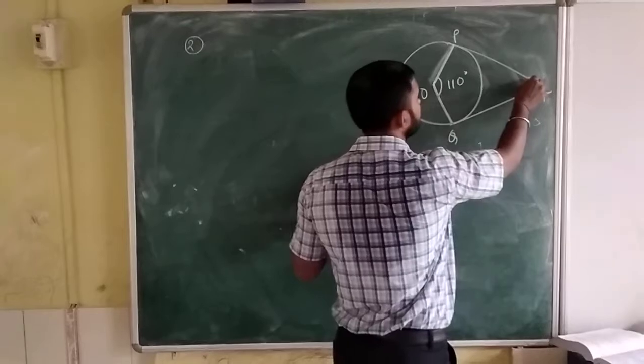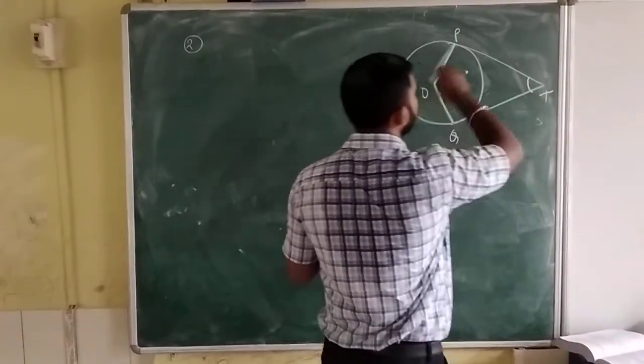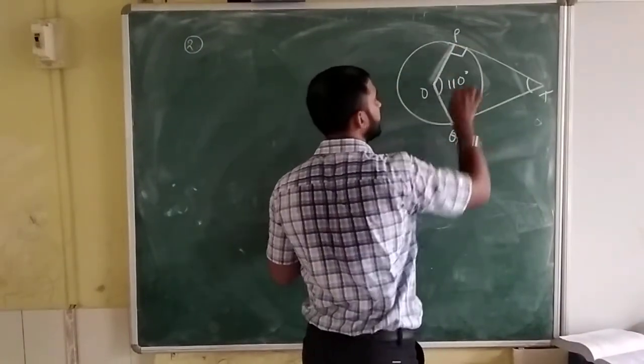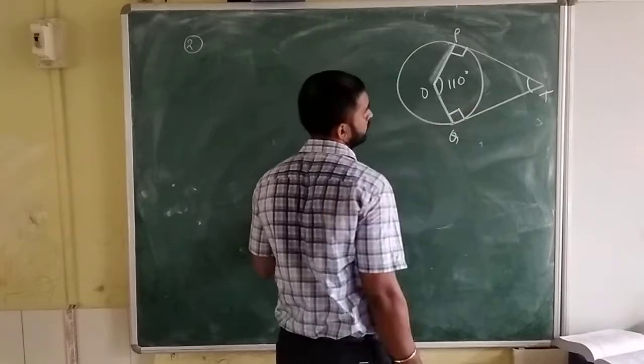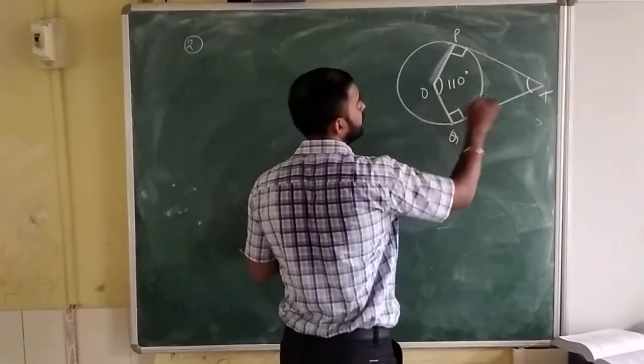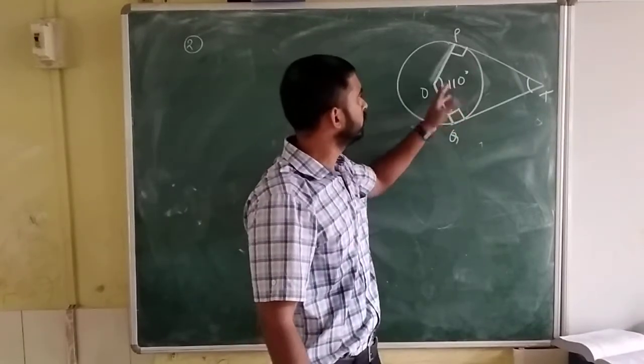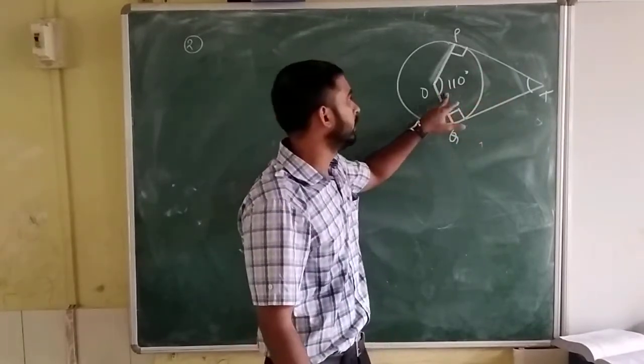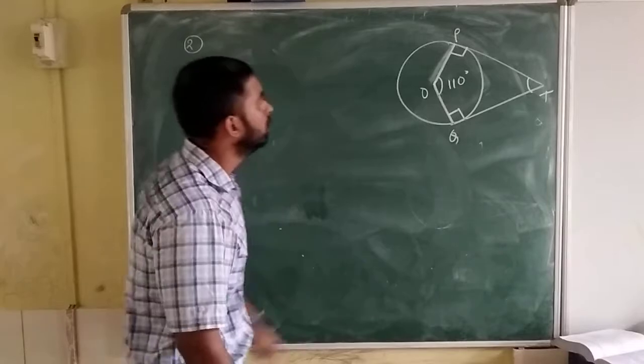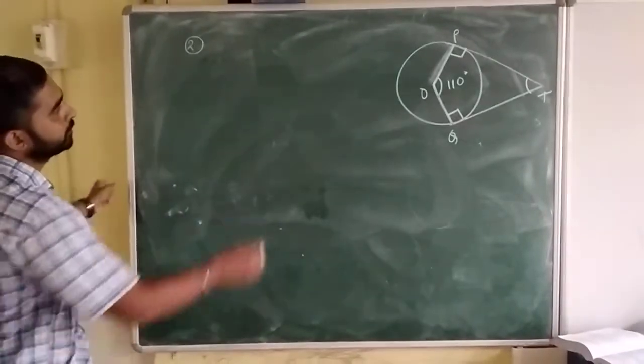As I told you earlier, these two angles are at the point of contact: 90 degrees, 90, 110, 90. This will be how much? Cyclic or not? Opposite angles are 180, so this will obviously be 180. So 180 minus 110 equals what? 70.